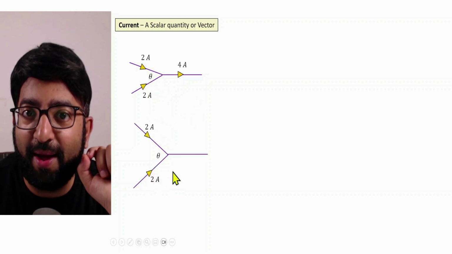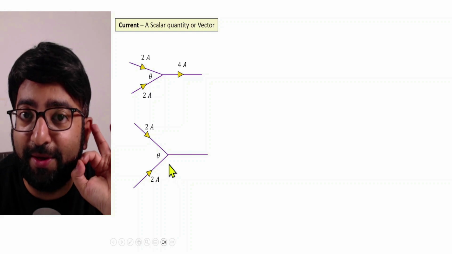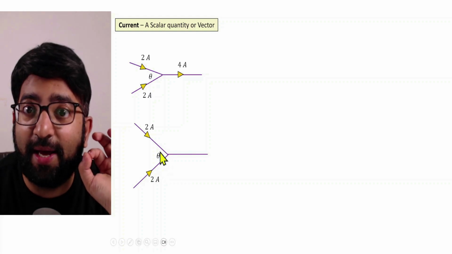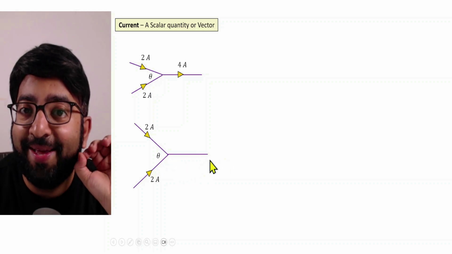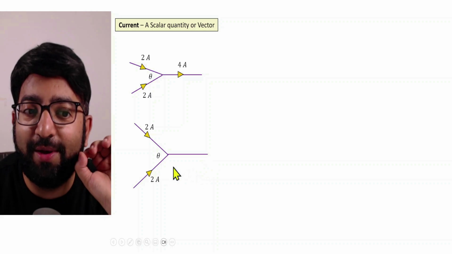So let's look at the same diagram. It is the same situation. The only difference is theta. This angle is much greater than in the previous case. So in this case, what will be the current in the outgoing wire? In this case also, the total current will be 2 plus 2, which is 4 amperes.